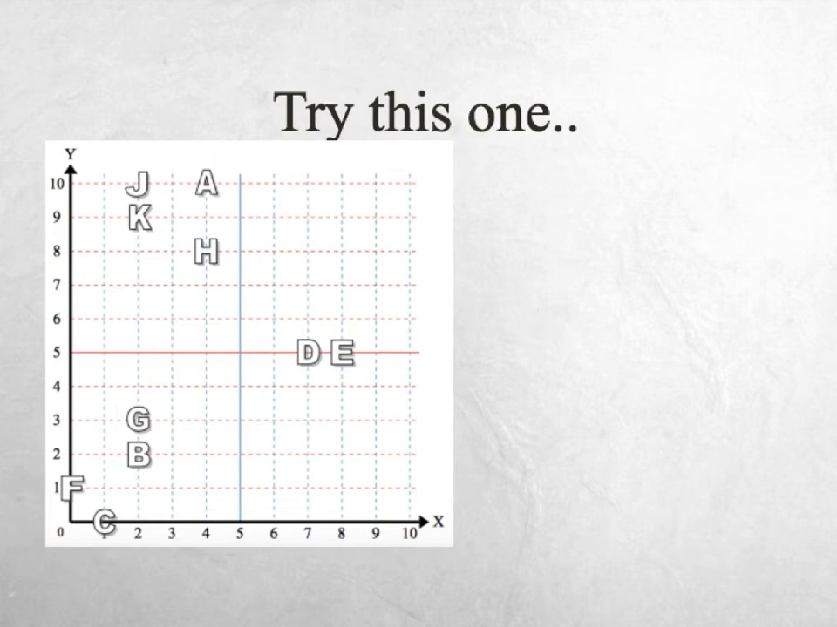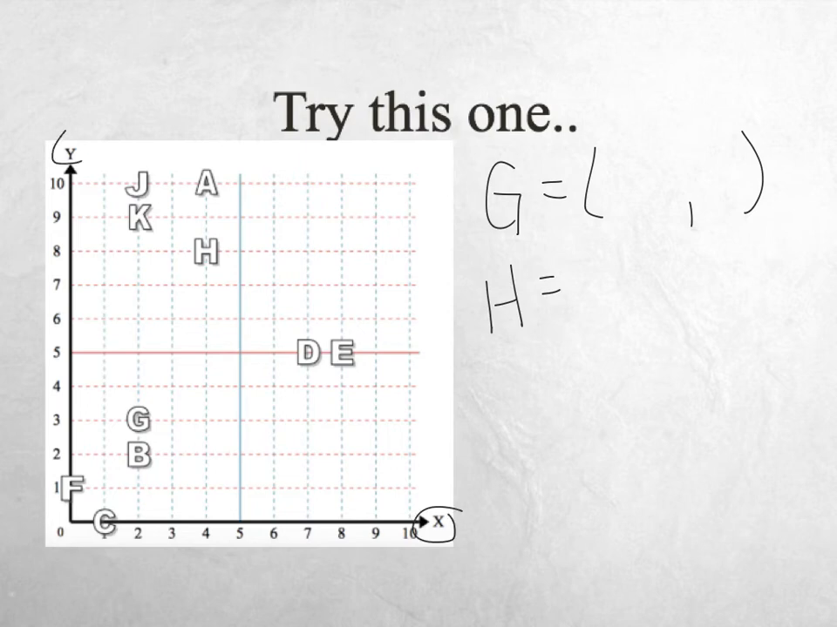Alright, let's try this one. I would like you to tell me what the coordinates are for the letters G and H. Okay, so you're going to tell me G and H. Go ahead and pause the video and figure those ones out. Alright, hopefully you paused the video. Let's start with G. How many spots do I have to go over on the x-axis before I can go up on the y to find G?